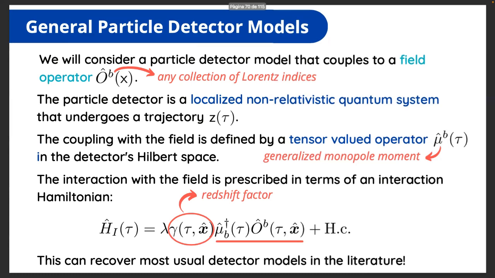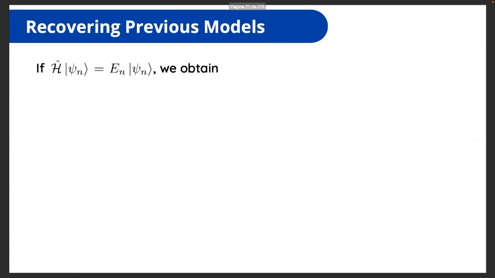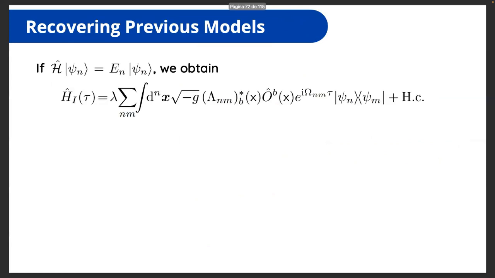Now, if you do, what you get is that you can recover most usual detector models in the literature. So in fact, if you assume that your detector has a discrete amount of energy levels, you will see that your interaction Hamiltonian will look like this. If you have already handled particle detector models, this should be kind of familiar. If you didn't, this is how a very general particle detector interaction Hamiltonian looks like. Basically, this omega here is the energy gap between energy levels E n and E m.